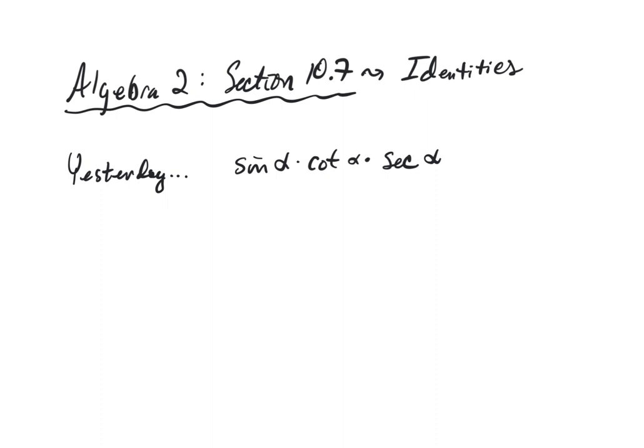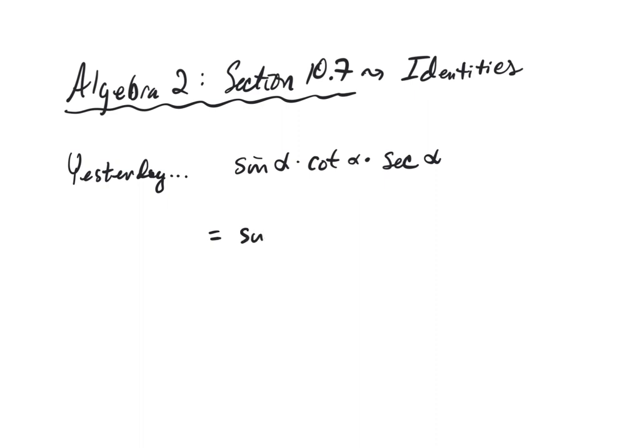And one of the types of problems we're going to ask you to do is simplify an expression like this one. So this one was from yesterday. If I gave you the sine of an angle times the cotangent of an angle times the secant of an angle, we could ask you to simplify, right? The problem with these types of examples is they're kind of open-ended. You're not exactly sure where you should go or how far you should go.